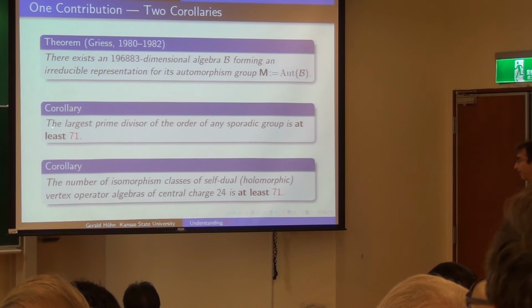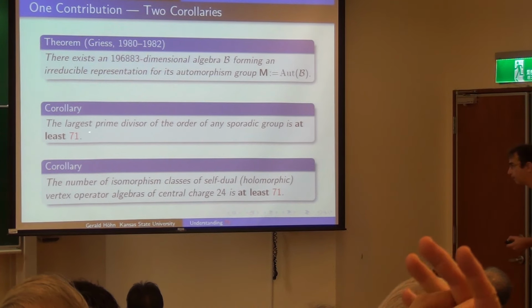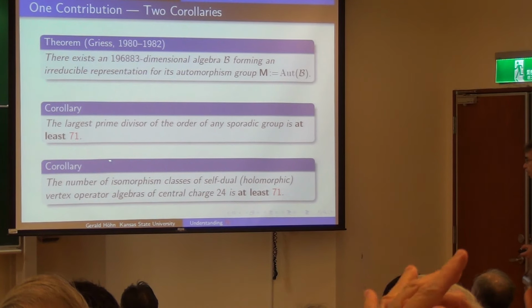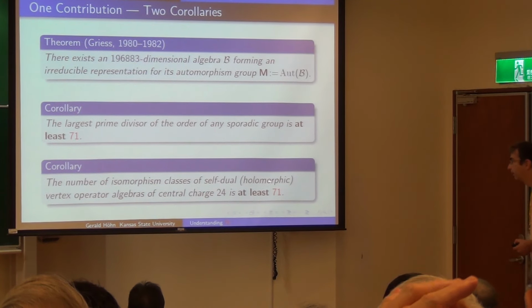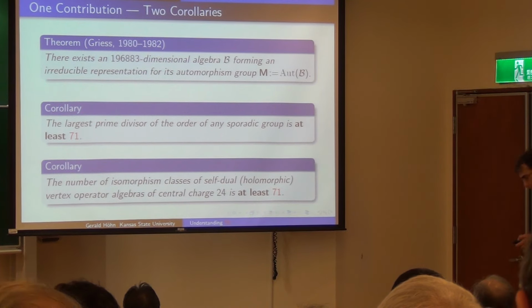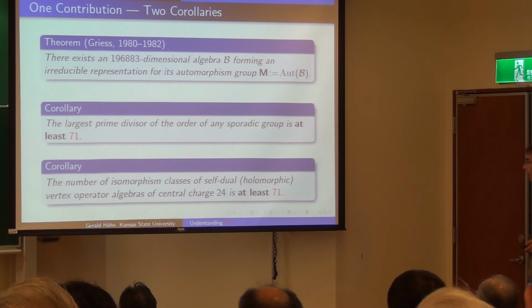So one is that the largest prime divisor of the order of any sporadic group is at least 71, and the other corollary is that the number of isomorphism classes of self-dual vertex operator algebras of central charge 24 is at least 71. So let me say a little more about how one deduces the corollary.